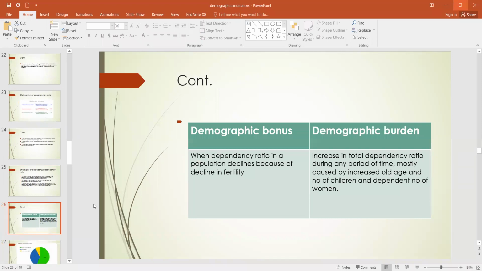There are different terminologies used in the dependency ratio: demographic bonus and demographic burden. When the dependency ratio in a population declines because of a decline in fertility, then we say that there is a demographic bonus, or advantage. And what is demographic burden? It is an increase in the total dependency ratio during any period of time, mostly caused by an increased number of old-age people, children and dependent women. Then there is an increase in the demographic burden and increased dependency ratio.